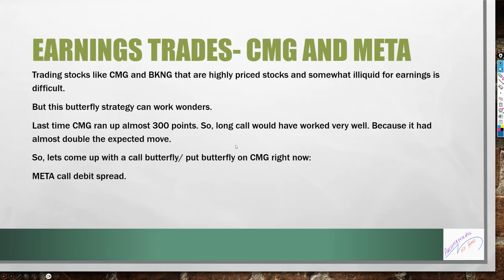Now let's see what we can, okay? I'm almost 1 hour done, right? So I had prepared my presentation exactly, but I can still talk about it. Let's look for CMG and Meta, okay? CMG, BKNG, these are pretty big stocks, illiquid stocks. It becomes very difficult to trade, okay? So I usually take butterfly trades for these kind of trades. So let's see what we can come up with, okay?